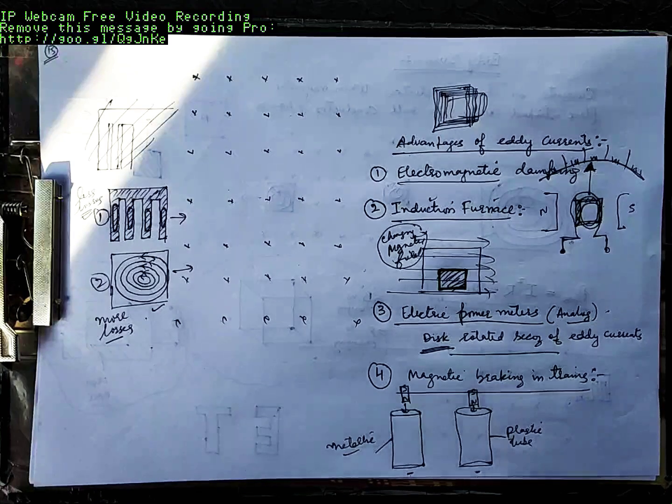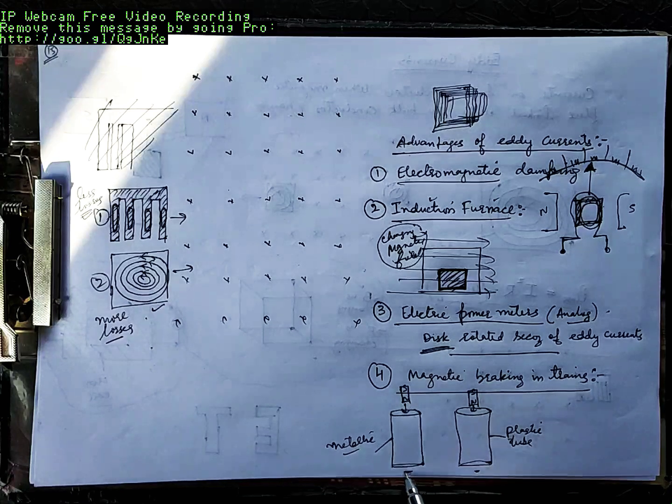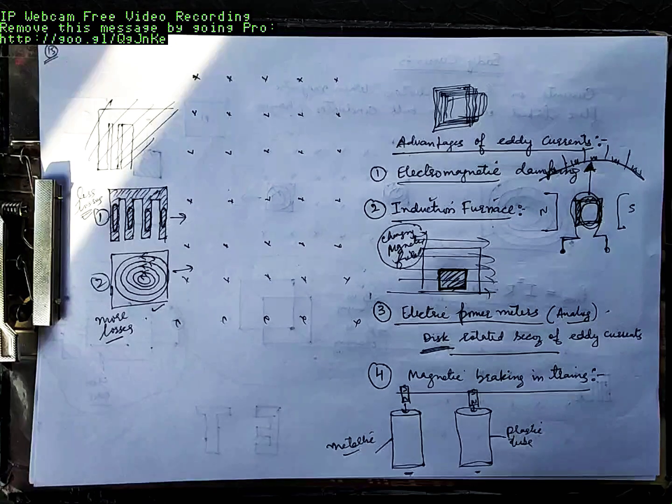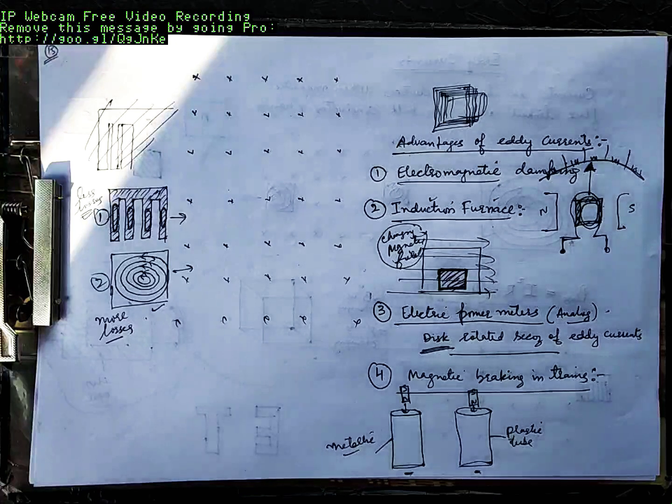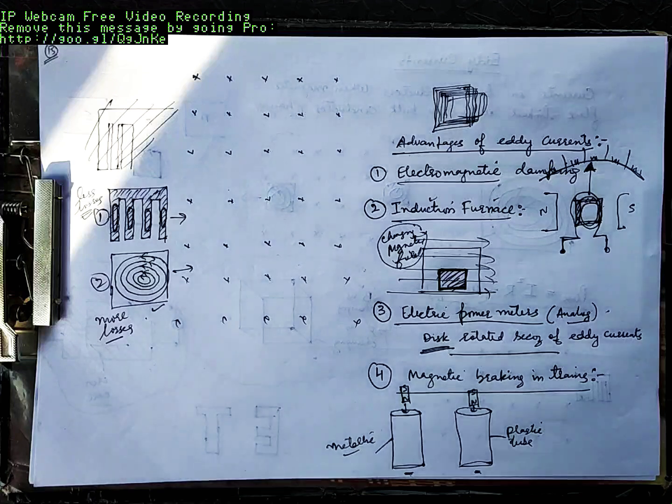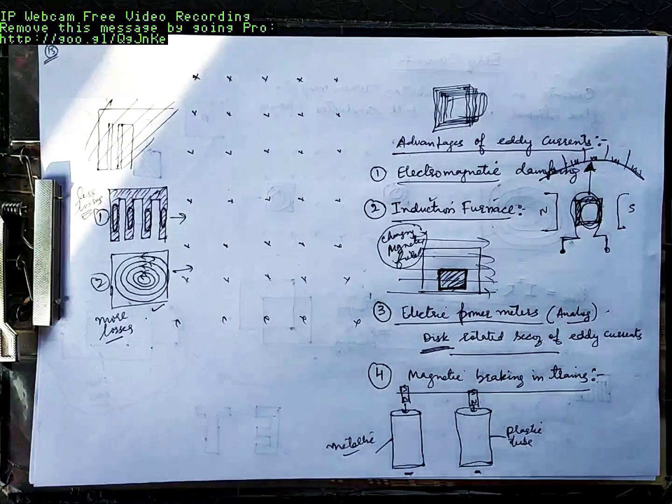They have the same length, same diameter. One is metallic, one is plastic tube. In the metallic case, the magnet will reach here after the magnet has already reached here in the plastic tube. Let me make it clear. The time taken by the magnet to reach the other end will be less in plastic tube. That is, it will be faster through the plastic tube and slower through the metallic tube.